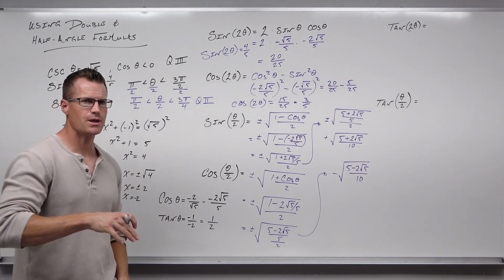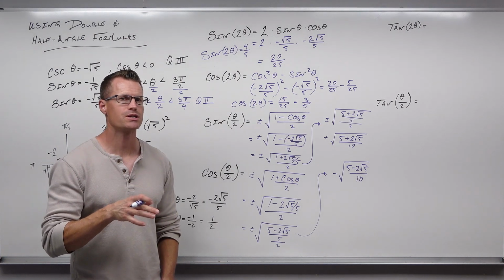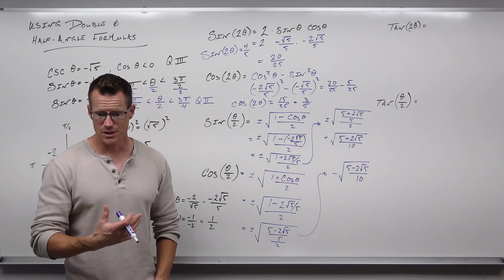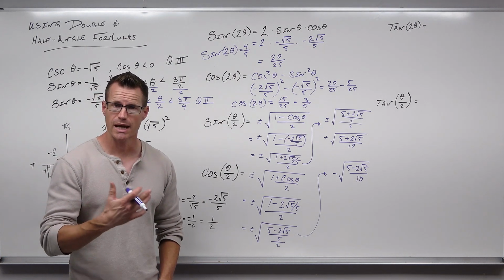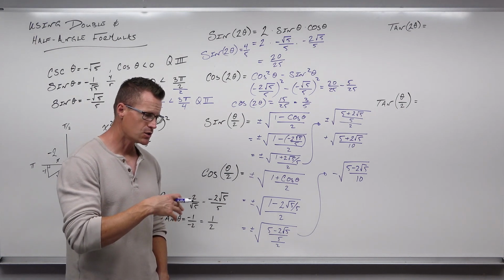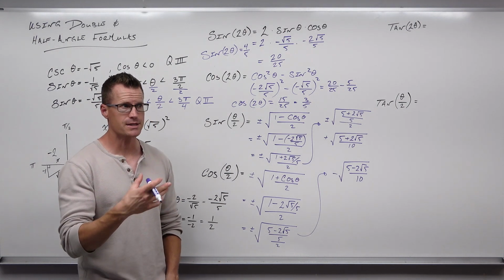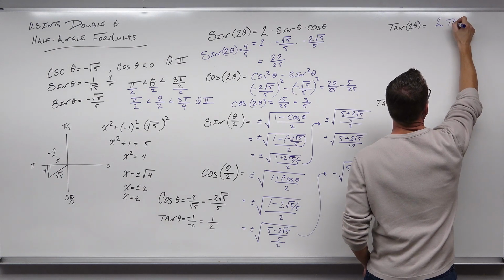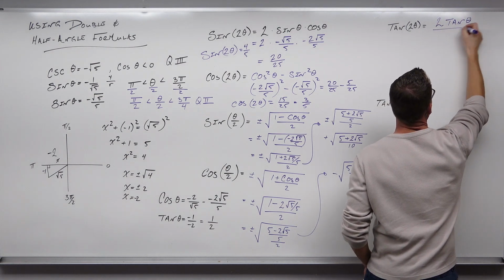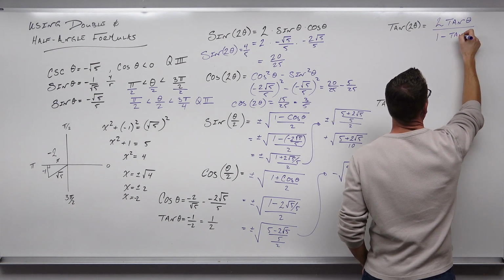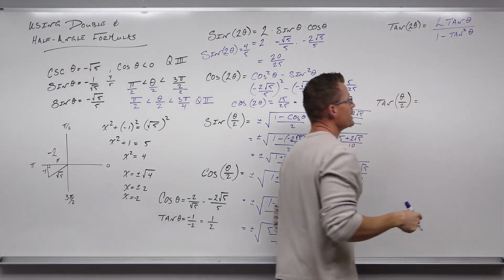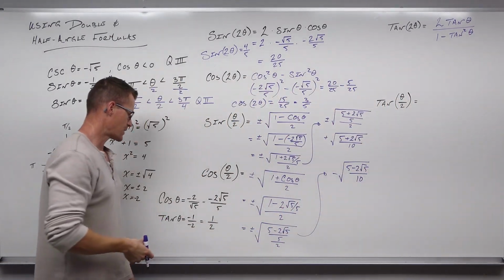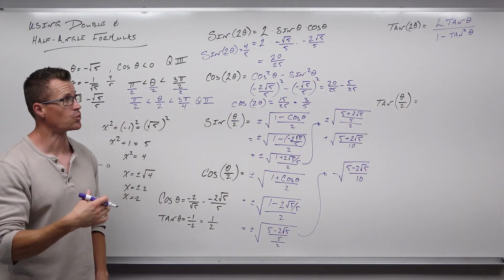So I didn't show this on the last example, but I really want you to see it now. The first way we do this is with our original formula. So tangent of 2 theta gives us 2 tangent theta over 1 minus tangent squared theta. Now, because we spent some time to find tangent theta, this is not a big deal. Tangent theta is just 1/2.